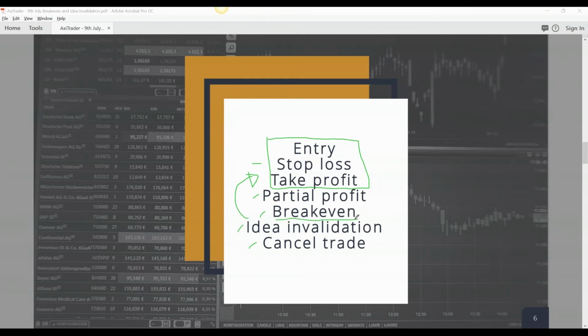Your break even essentially is moving your stop loss to entry. Your idea invalidation is essentially moving your take profit to entry. Your partial profit essentially is a variation of your take profit. And canceling a trade just cancels out your trade, and it has to do with your entry. Remember, on MT4, what you're playing around with is entry, stop loss, and take profit. But partial profit, break even, idea invalidation, and canceling of a trade are just key levels for you to watch out for, right?